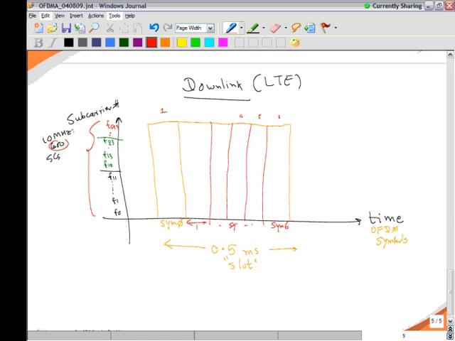Okay, this is symbol number 4. So symbol 0 here, symbol 4 here. So this is the first symbol of the slot, and this is the third last symbol of a slot. Okay.